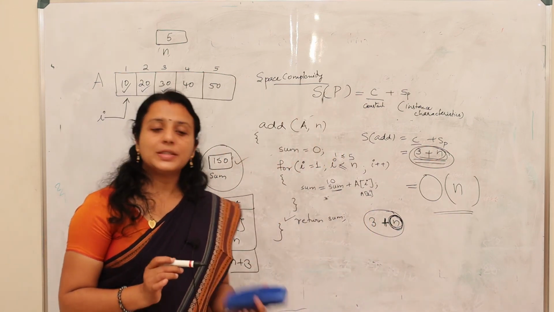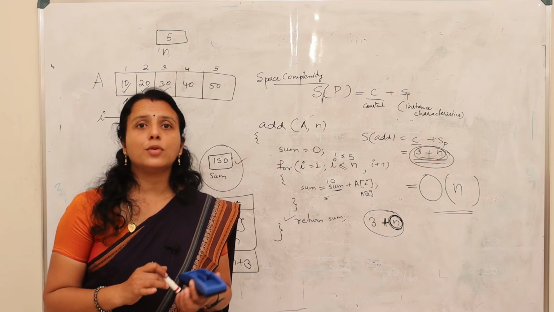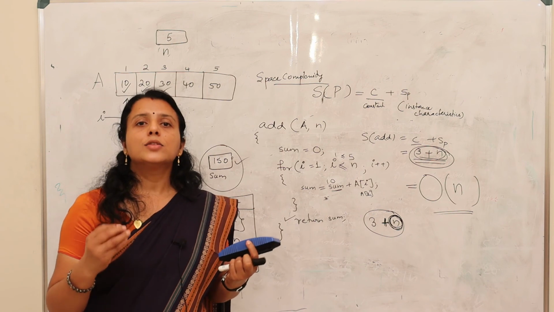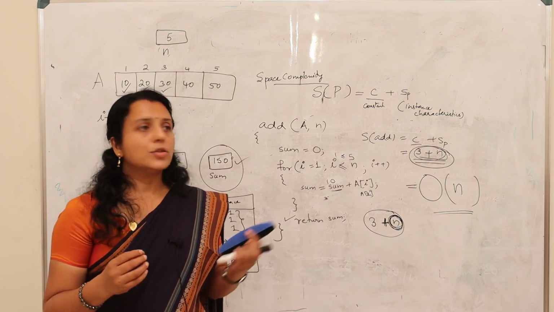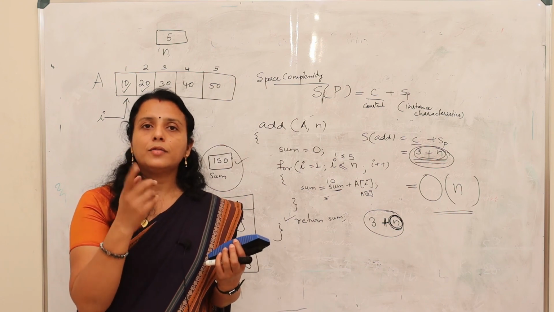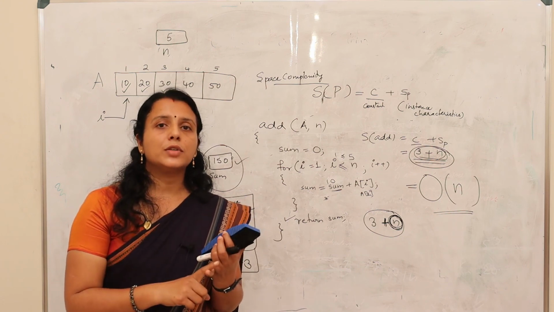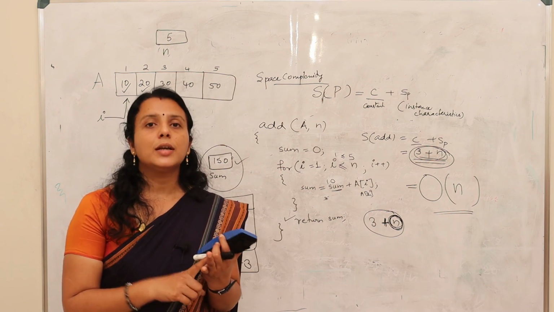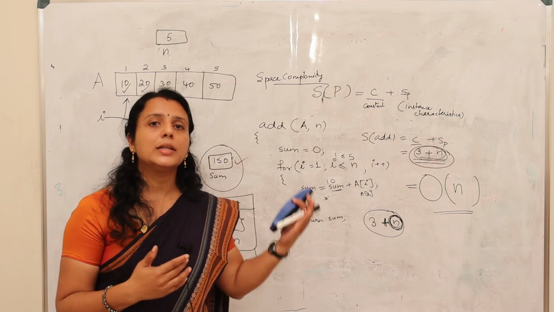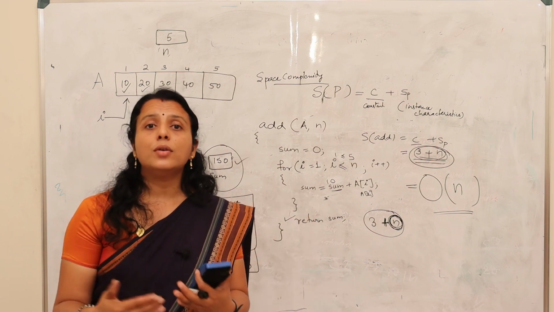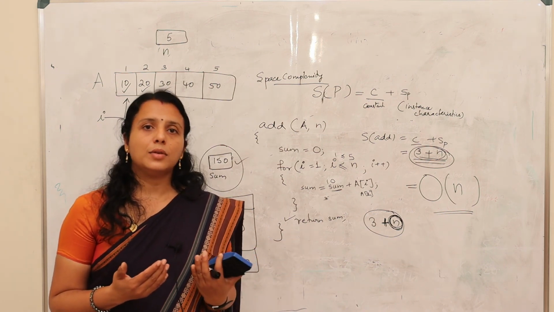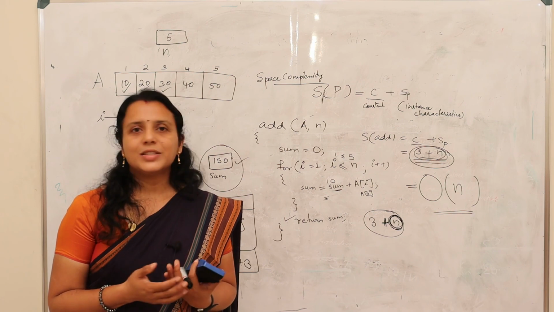Hope this is clear to you. If you have any doubt, you can contact me in person. You should watch this video again and again so that you can understand the concept. In this video I have explained only 2 examples. In the first example only the constant part was there, no instance characteristic. In the second example the instance characteristic was there. I have calculated the space complexity and we saw how it is calculated in these 2 scenarios.